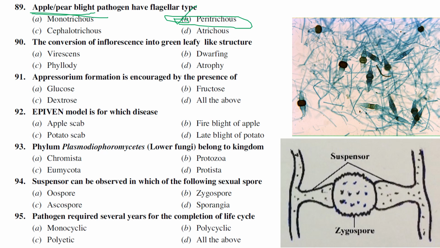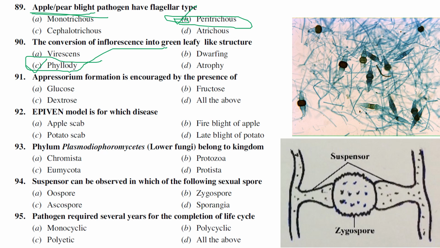The conversion of inflorescence into green leaf-like structures is generally the symptom of phyllody, such as sesamum phyllody or little leaf of brinjal. It is generally a phytoplasmal disease. So the special character of phyllody is that the inflorescence is converted into green leaf-like structures. That is the example related to phyllody disease, which is a phytoplasmal disease.